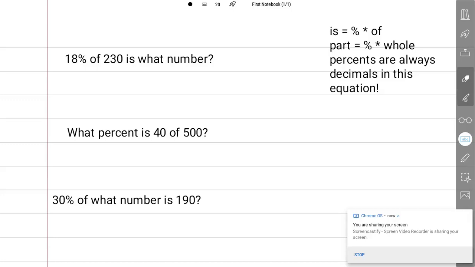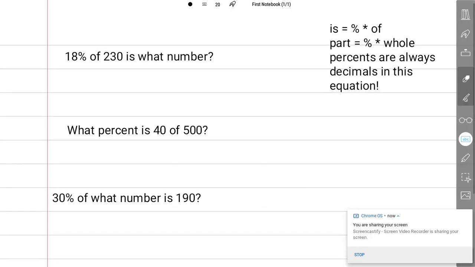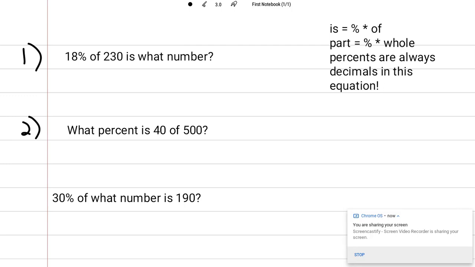Hey guys, welcome back. So today we're going to go over three different types of percent equations. So I have three of them along the side here, 1, 2, and 3 that we are going to do today. But first, I want to review the equations right here.